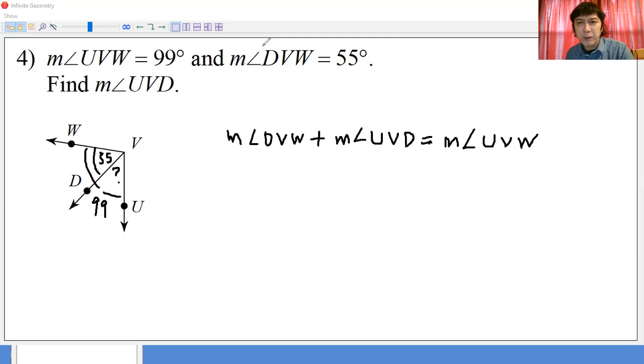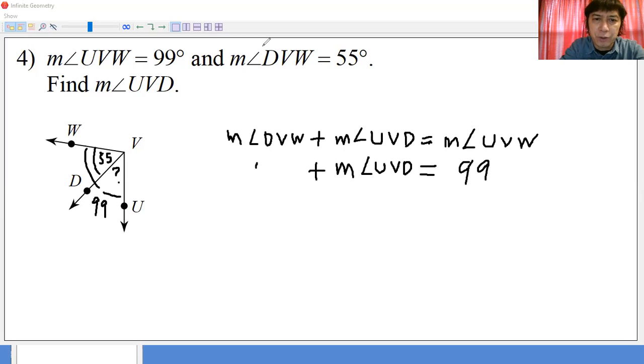First, we have the 99 degrees. That should be over here. There, that should be 99 degrees. Now, UVD is the unknown. There. And then the measure of angle DVW is 55. It's over here. Okay? So this is a simple subtraction property step, and we'll be able to get the answer.